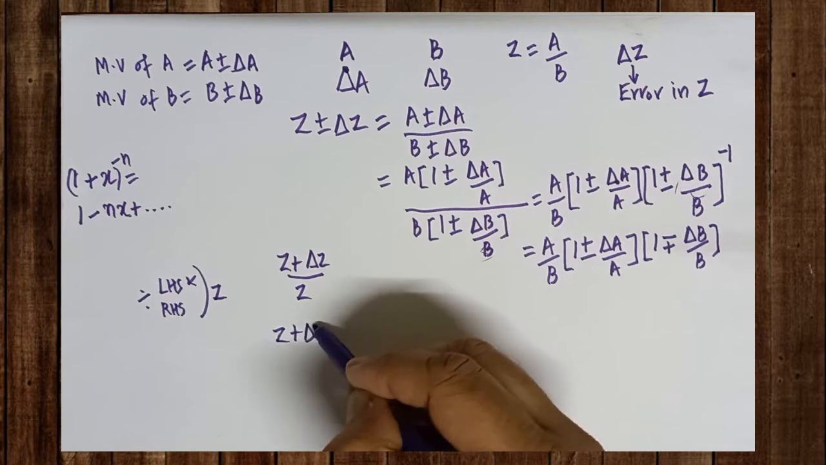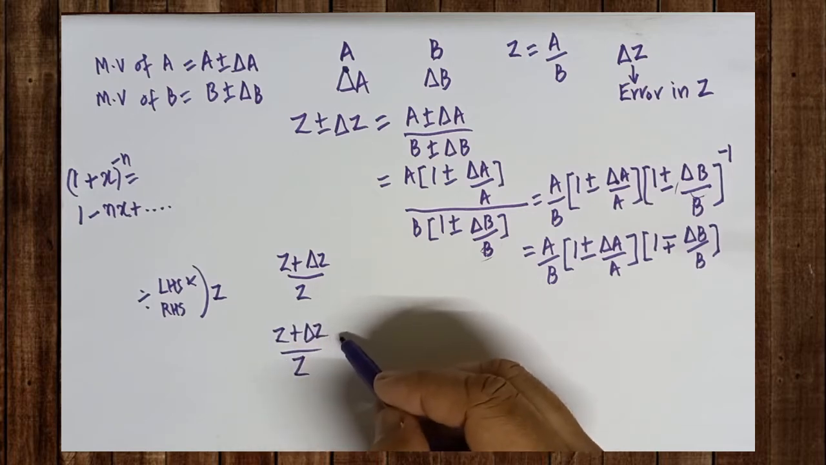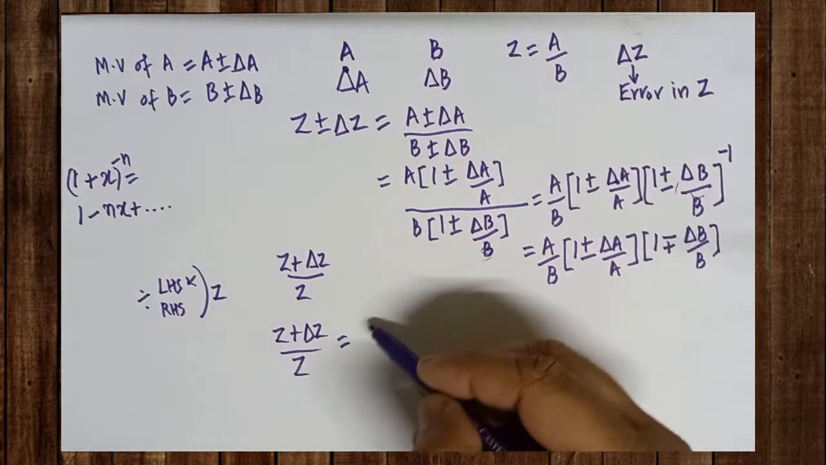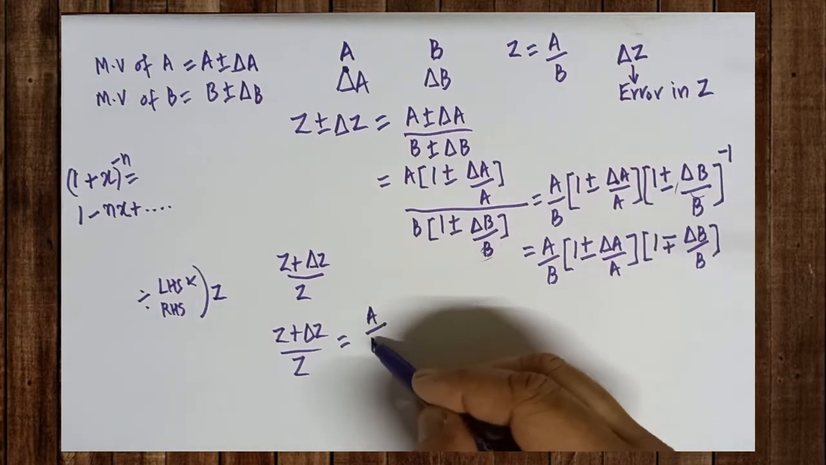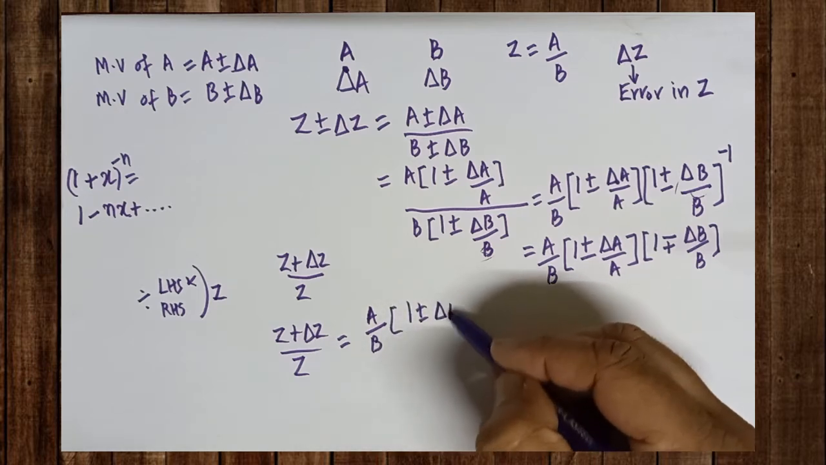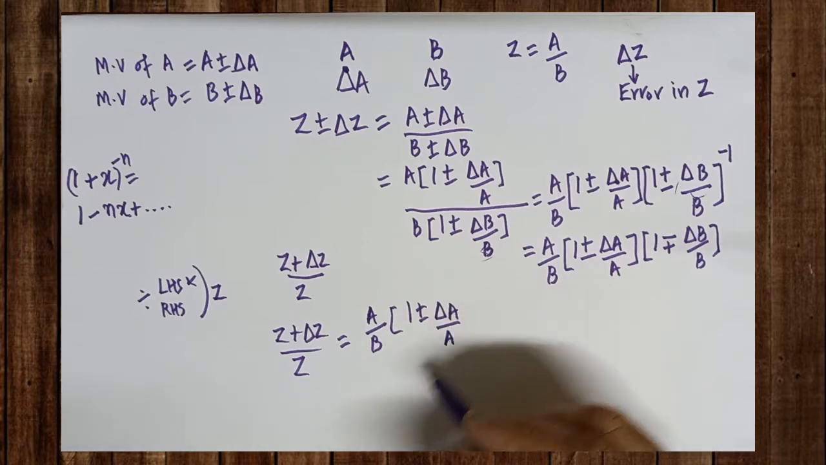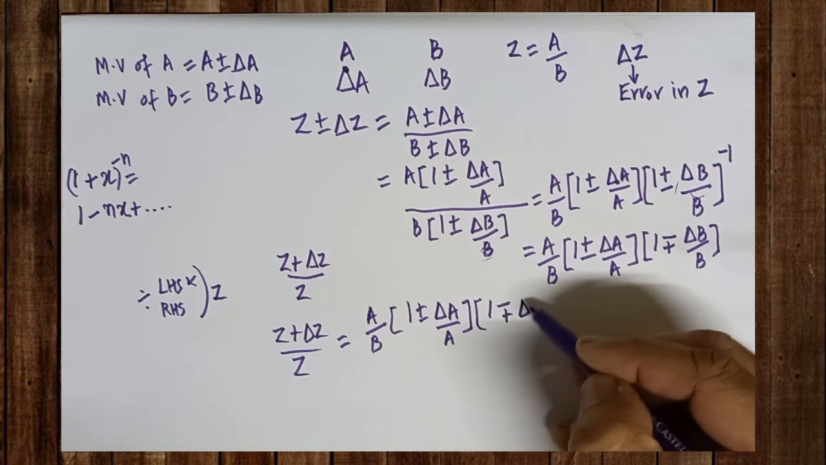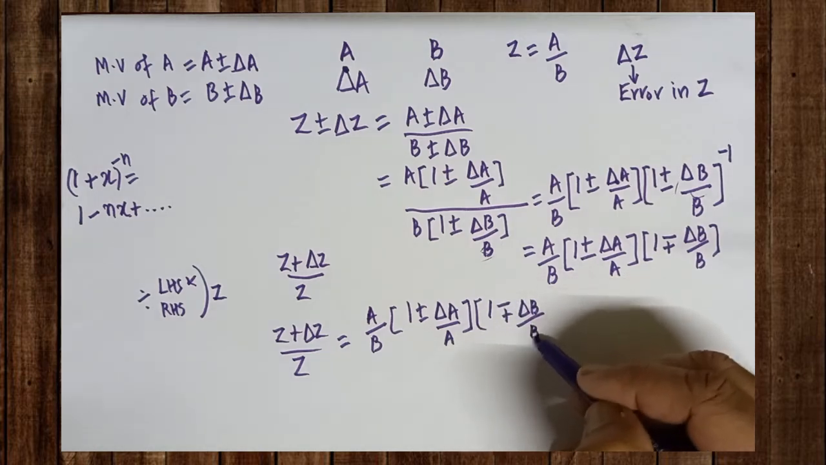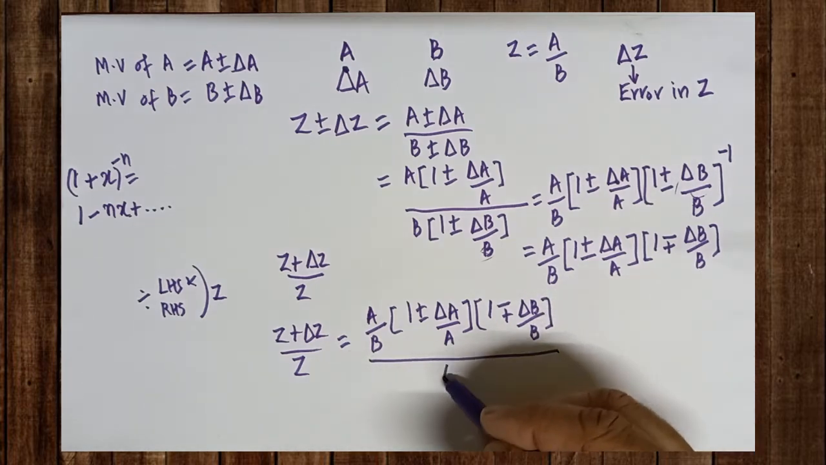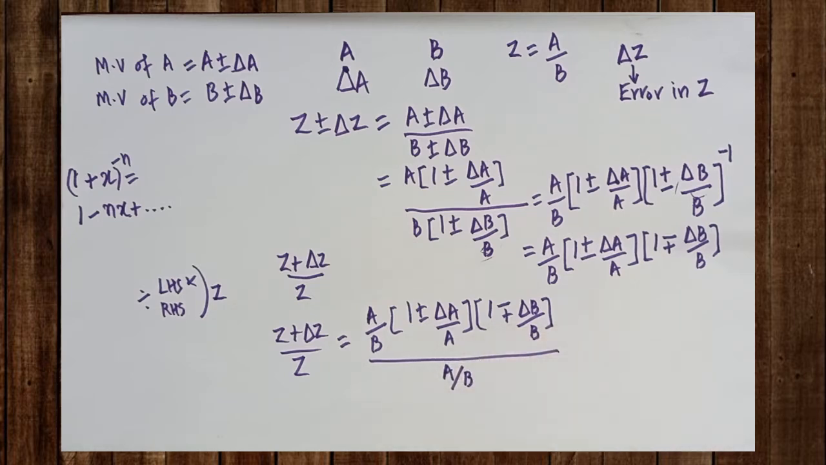Z plus del Z divided by Z is equal to this entire thing divided by which one? Z. What is Z? Z is nothing but a by b. Therefore, a by b times 1 plus or minus del a divided by a, times 1 minus plus del b divided by b. Are you clear? The entire thing is to be divided by which factor? A divided by b. Are you clear?